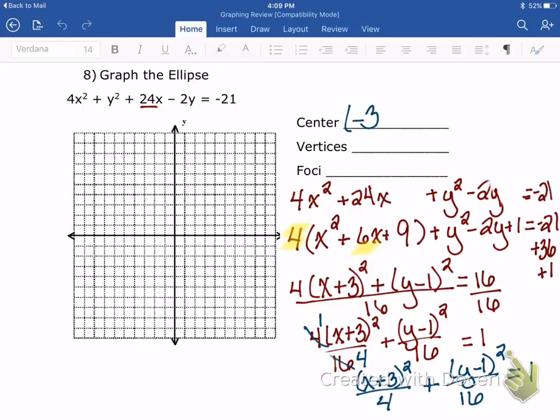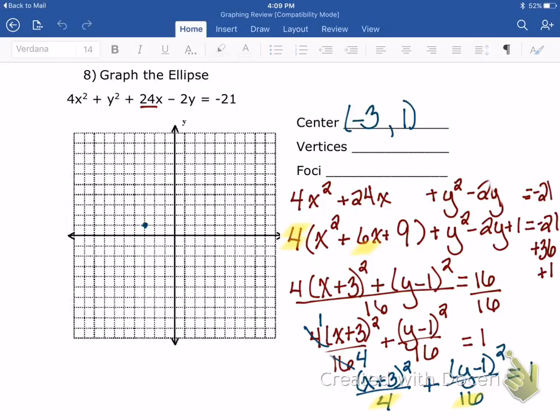Now for our second part, we have y minus 1. So our y value is just positive 1. And I am going to go ahead and put that right there on our graph. Now, I want you to look closely at how underneath our y value we have 16, and underneath our x value we have 4. That's what determines that our ellipse is going to be an up and down ellipse instead of a left to right ellipse.